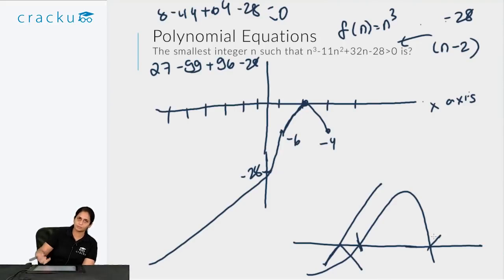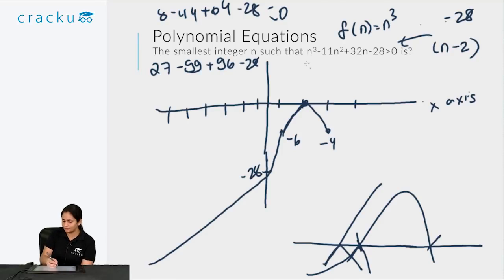between these two roots it is positive. Since it did not cross the x-axis, it means that both these roots are at the same place. So n minus 2 should be a factor of this particular equation twice. Let me actually calculate to confirm that. So let me factorize this equation.